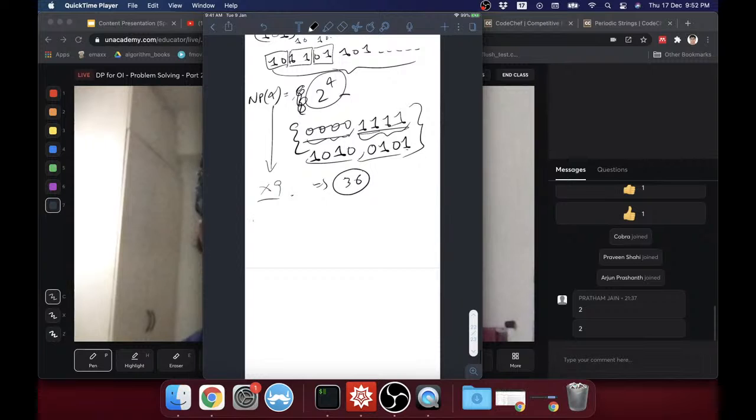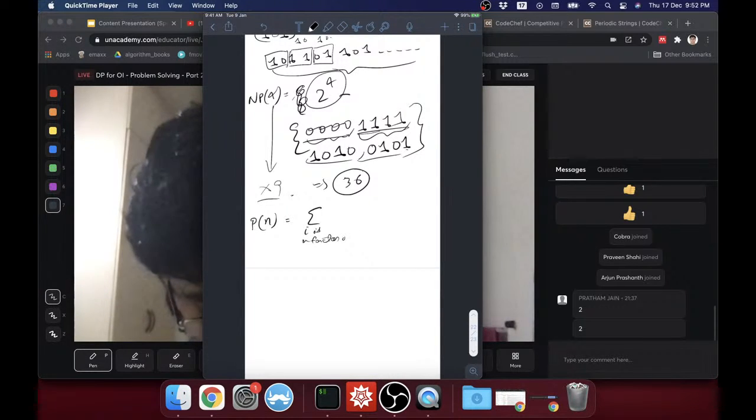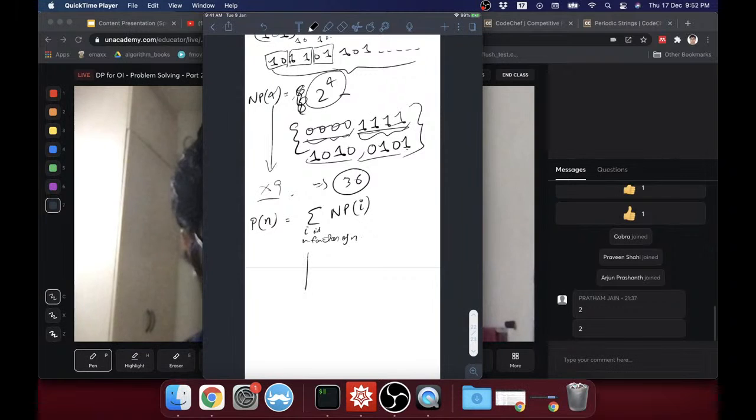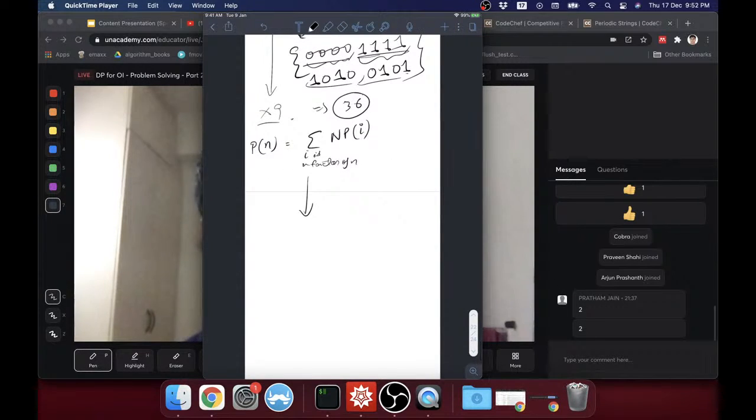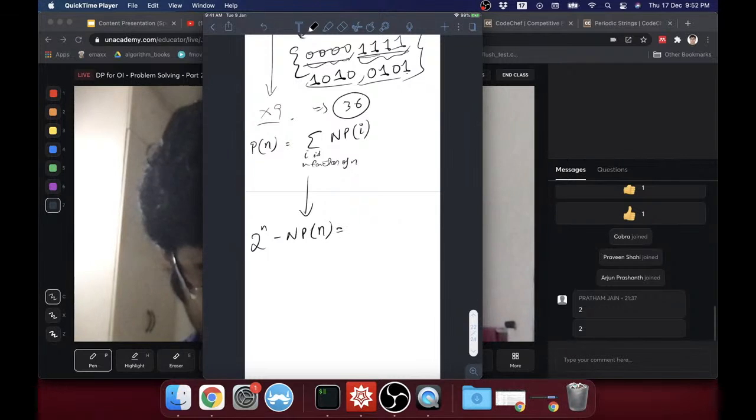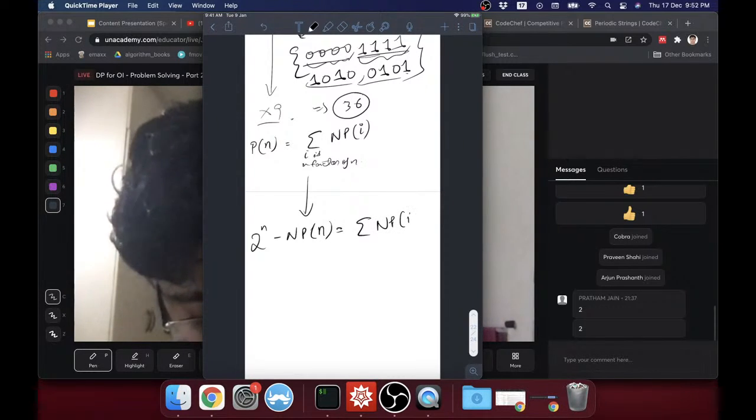So that's it. So we came out with the recurrence: P of n is equal to the summation over I, a factor of n, of I times NP of I. And another way to write it more naturally is: 2 to the power n minus NP of n is equal to this thing, the summation of I times NP of I, I a factor of n.